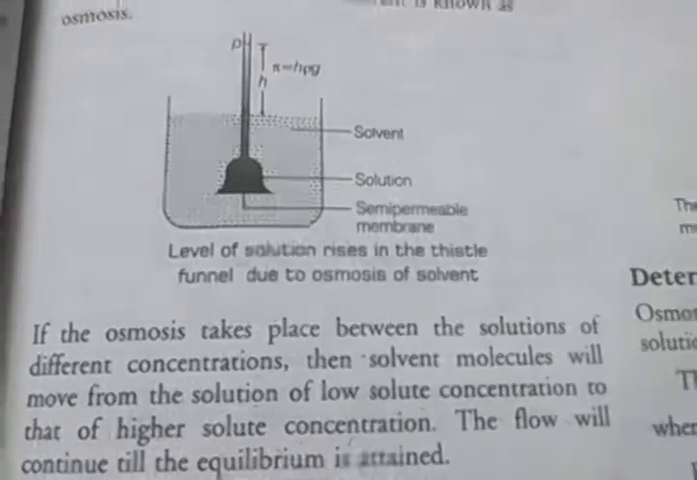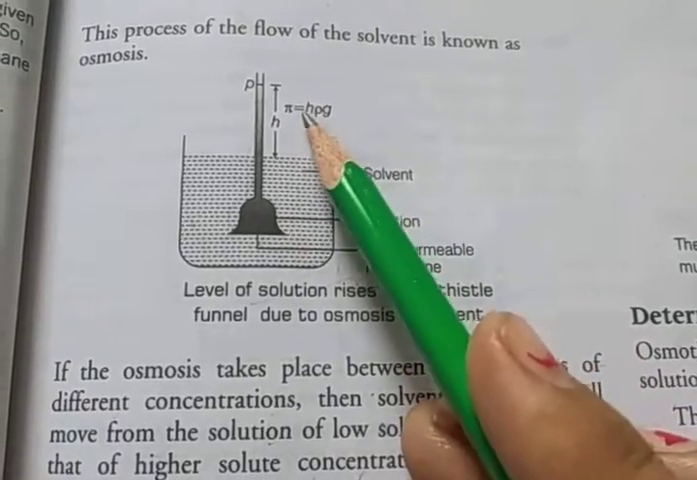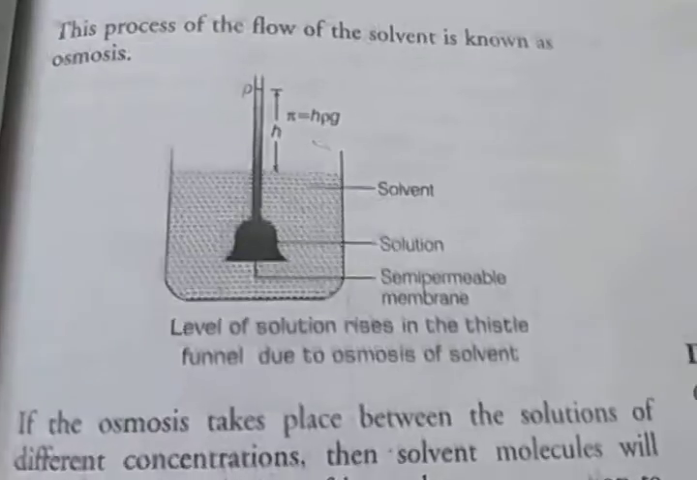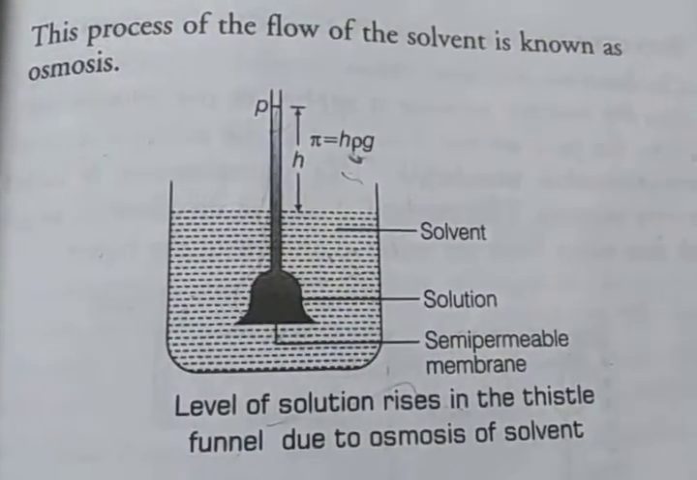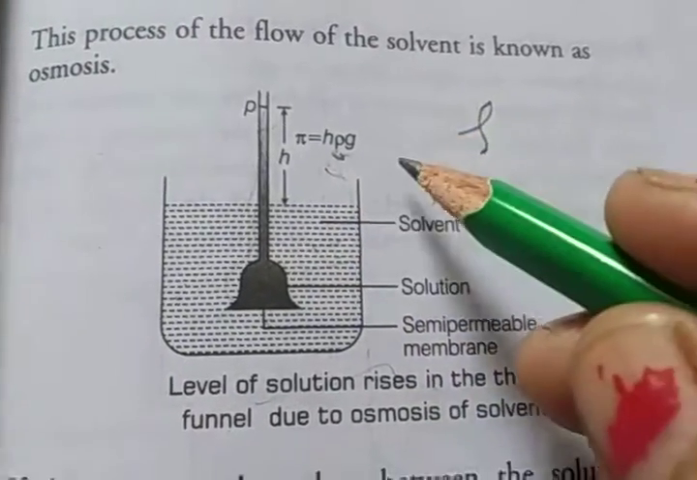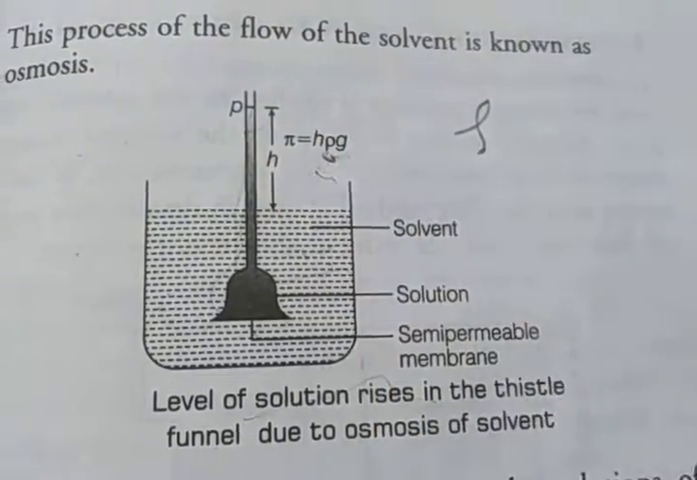Clear? Here we have to measure the pressure, the osmotic pressure, denoted by pi. Pressure is h rho g, where h is height, rho is density, and g is the force of gravity, and the pressure is denoted by P.